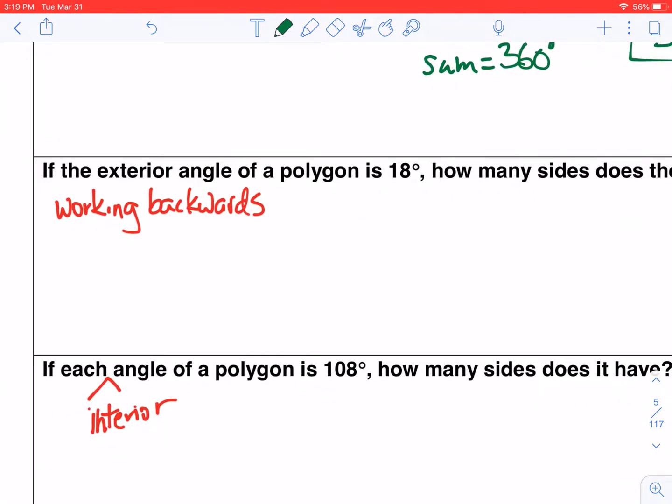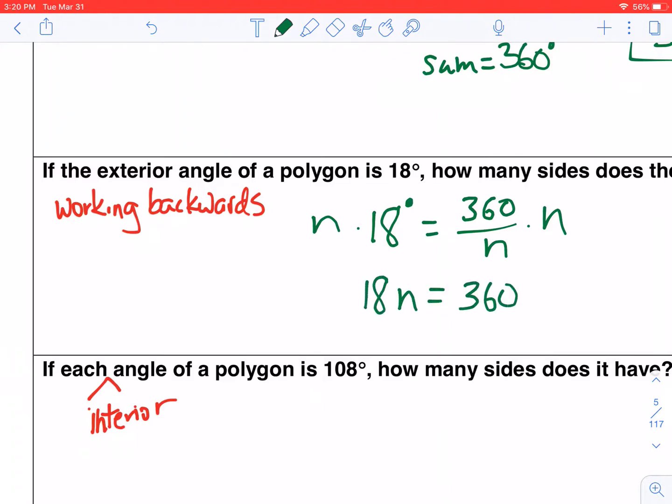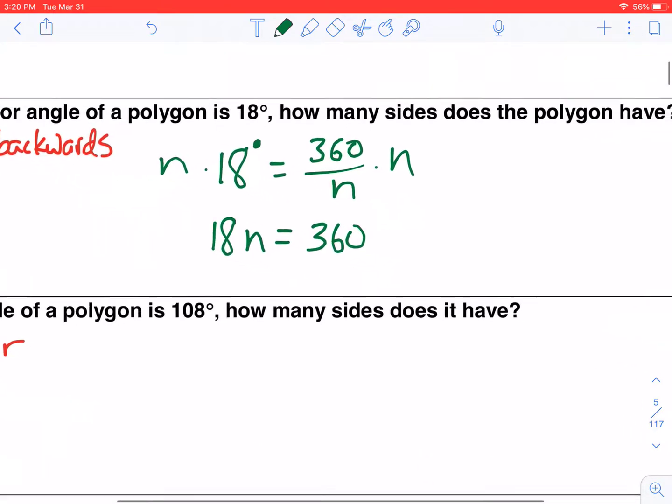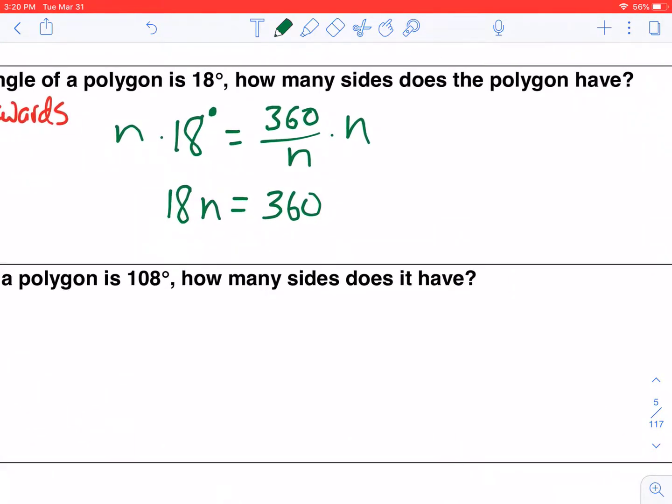This problem, again, is an exterior working backwards problem. If you know the exterior angle, then how do you get n? Well, again, we set it up. 18 degrees is equal to 360 divided by something. Again, to solve this, multiply by n. So now we have 18n is equal to 360, and now divide by 18. Hopefully you don't need a calculator for that, and you merely say 20 sides.